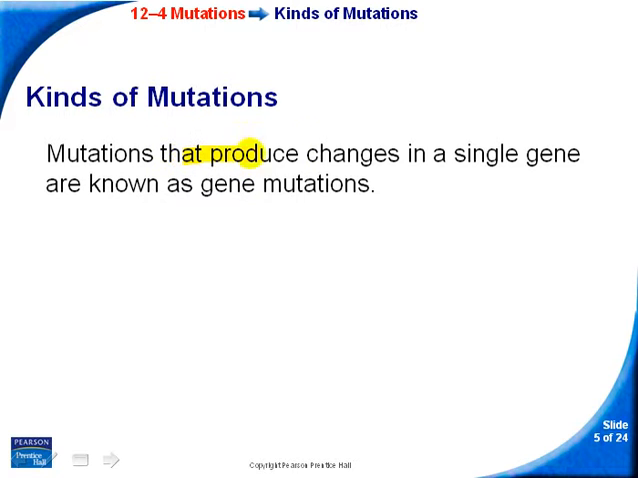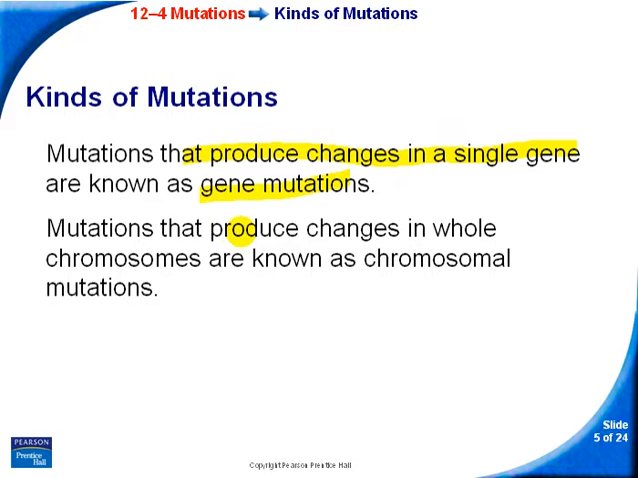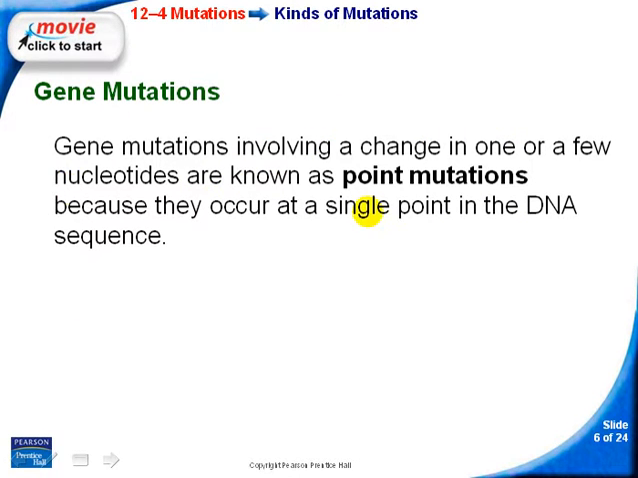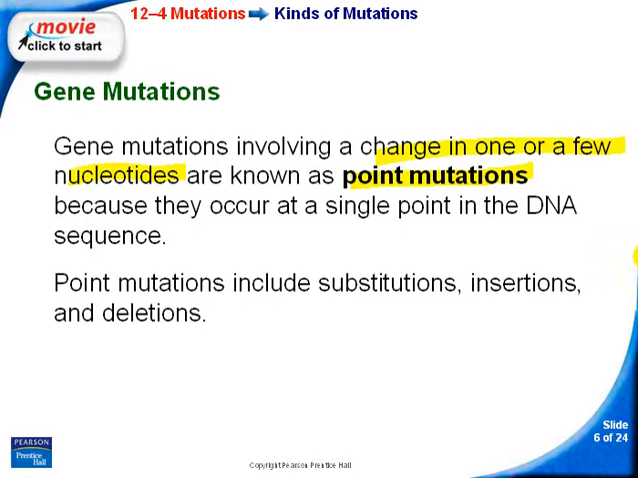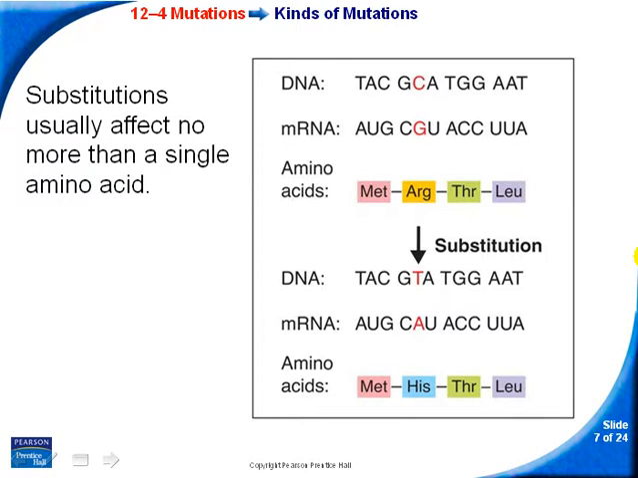First one being mutations that produce changes in a single gene are known as gene mutations, and we'll get to those. And mutations that produce changes in whole chromosomes are known as chromosomal mutations, and we'll talk about those too later on. So let's talk about gene mutations first. The gene mutations involve a change in one or a few nucleotides, and these can be known as point mutations because it occurs as a single point in the DNA sequence. And we have several types, which we'll get to in detail.